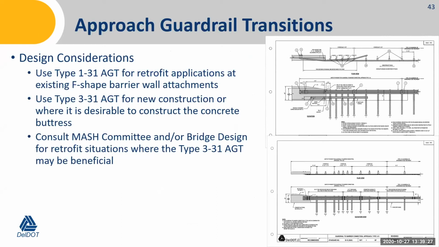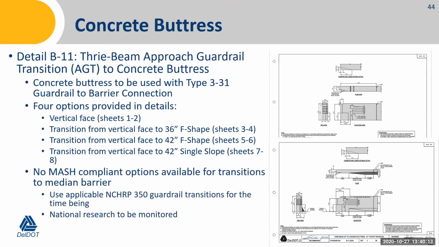From a design perspective, for utilizing the different approach guardrail transitions, the Type 131, which is one of our existing details, is to be used for retrofit applications and existing F-shaped barrier wall attachments. The old Type 231, which is the double stacked W-beam, is no longer in use and failed MASH testing, so we're not going to be using that anymore. Use the Type 331 for new construction or where it's desirable to construct the concrete buttress. If you have a retrofit situation where you think the Type 331 might be beneficial, consult the MASH committee and/or bridge design about that to make an appropriate decision for utilizing the 331 in a retrofit situation.